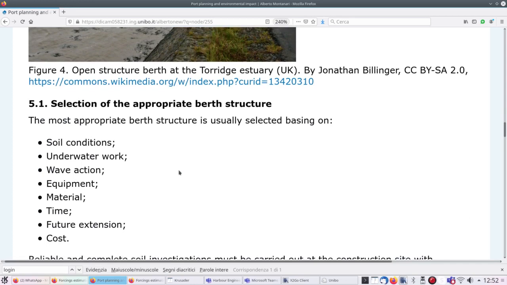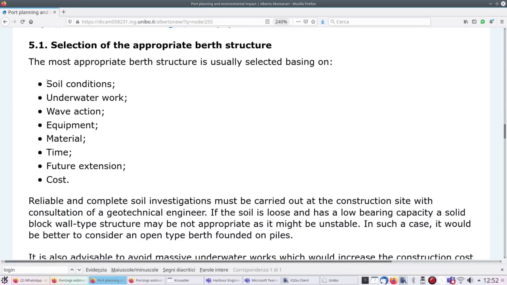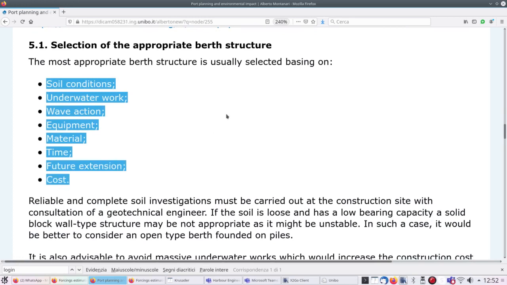So how can we select the appropriate berth structure? These are the factors that we should consider. I am selecting soil conditions, underwater work, because carrying out underwater work is always expensive and problematic. But of course, if we want to build important structures, we need to do some underwater works. The wave action is important, for instance, for selecting between the open berth and the solid berth structure. And then the equipment needed to build it, the material to be used, because materials have different durability and different costs, the timing of the construction works, possible future extension, and the cost finally.